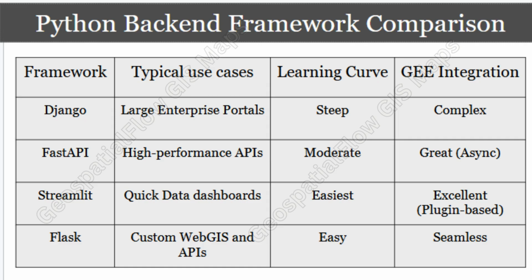There are several frameworks available for building backend systems. Django is a full-stack Python framework designed for building complete web applications for large enterprise portals. FastAPI is a modern high-performance framework for APIs. Streamlit is excellent for building quick data dashboards. It is the easiest to use and relies on a Python plugin based system.